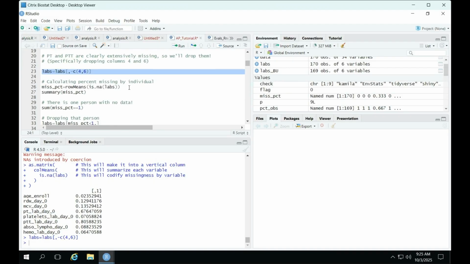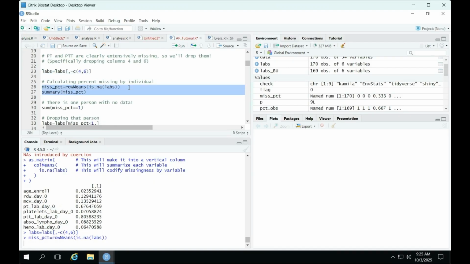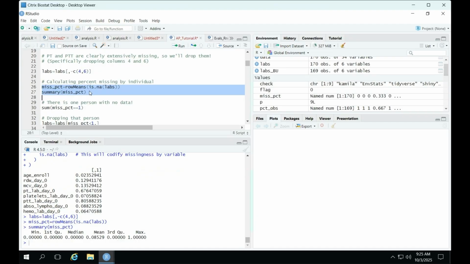Another thing I'll need to think about is how much data are missing by individual. So this little bit here will go through each individual and calculate how much missing data they have across the 6 variables we have. Unfortunately, most of these people are 0% missing, which is a good sign. That means most people have most of the labs and their age recorded. However, the average is about 8-9%, and the max is 1, or 100%. So there are some people with a lot of missing data. And that's going to be a problem because if I have a lot of missing data, I might not be able to include these people in the analysis.